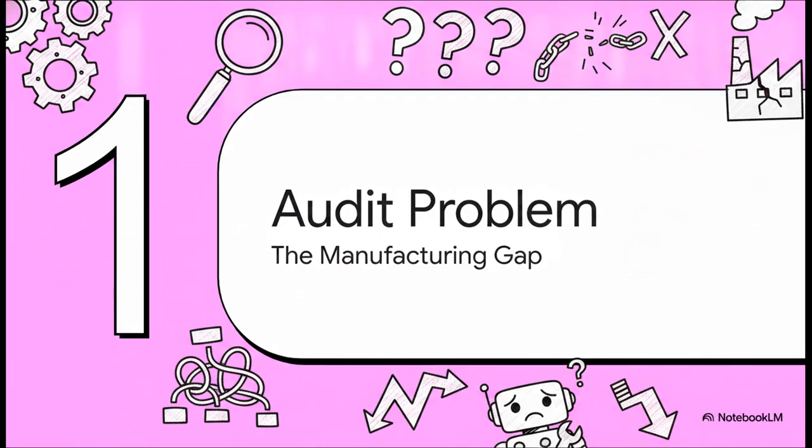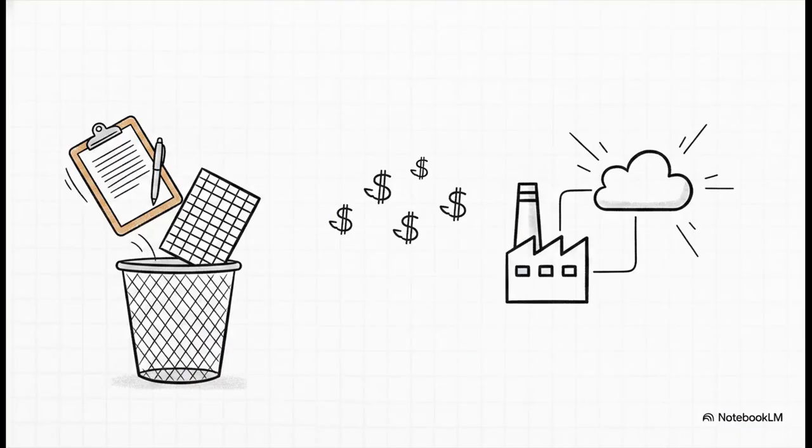Let's talk about the manufacturing gap. Because, let's face it, we're officially witnessing the death of the clipboard and spreadsheet in manufacturing. For years, audits basically meant a quality manager literally running around chasing down signatures with a piece of paper. But think about your operations today.